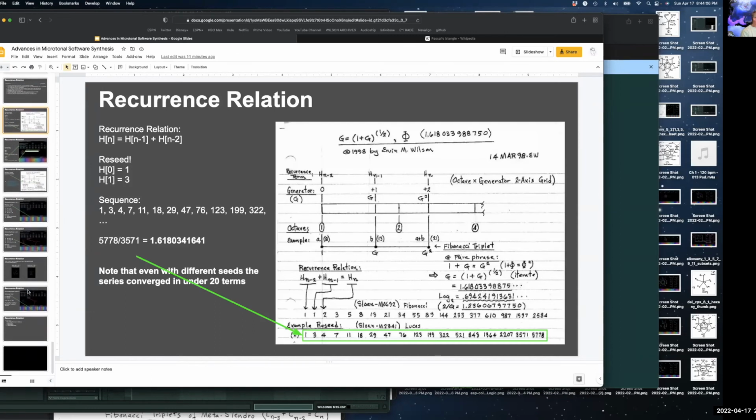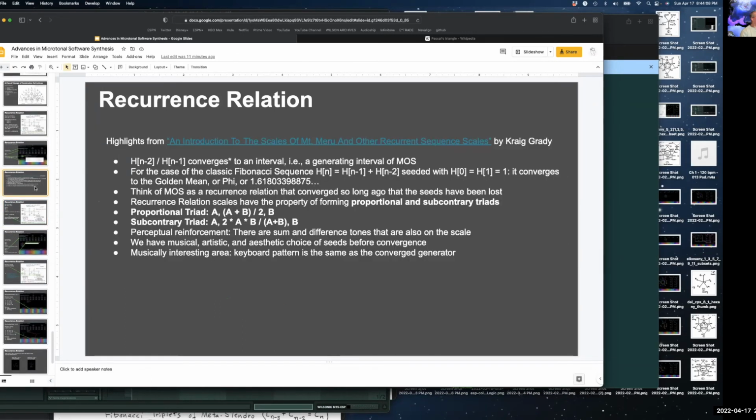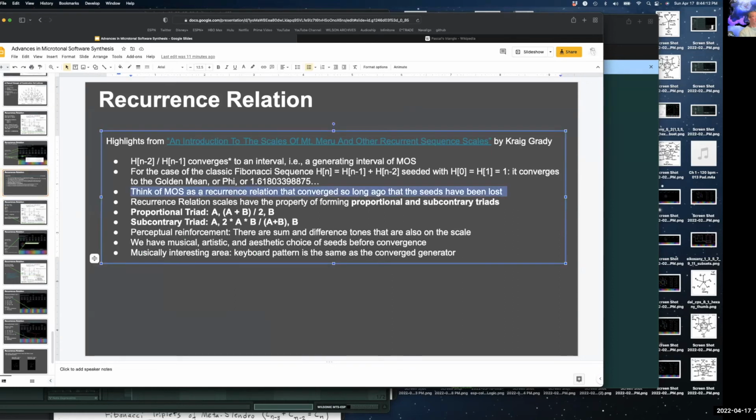Okay, almost done. A couple more things here. And we already talked about this. Think of MOS as a recurrence relation that converged so long ago the seeds have been lost. This is an analogy to Irv's farming. You plant a seed, like maybe a kernel of corn, but then the plant grows and you forget about the seed. You forget about the seed.